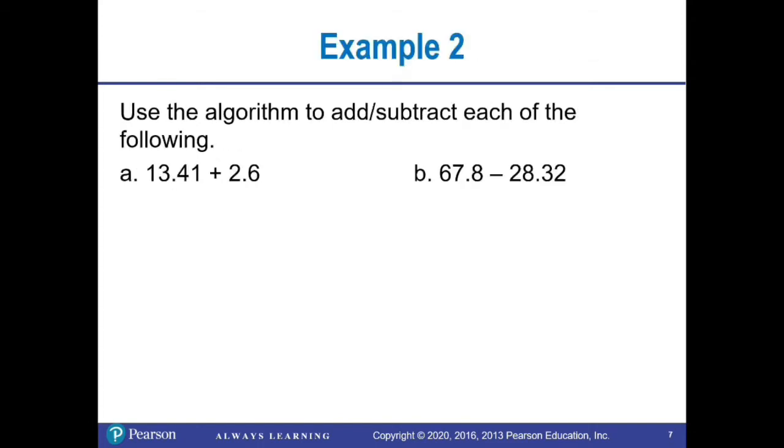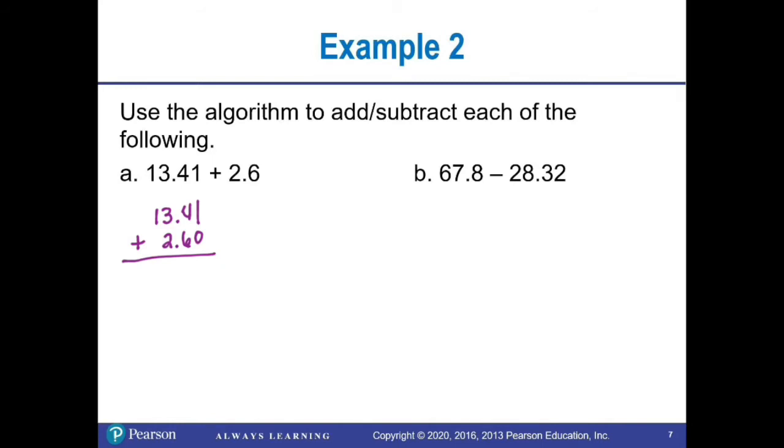Look at example 2. In part A, the first thing I want to do is line up my decimal places. Notice that 2.6 has fewer decimal places than 13.41. In our last section, we stated that we could write a 0 after a decimal place, and it doesn't change the value of our number. So I'm going to write a 0 after that 6 so that I have the same number of decimal places in both of my numbers.